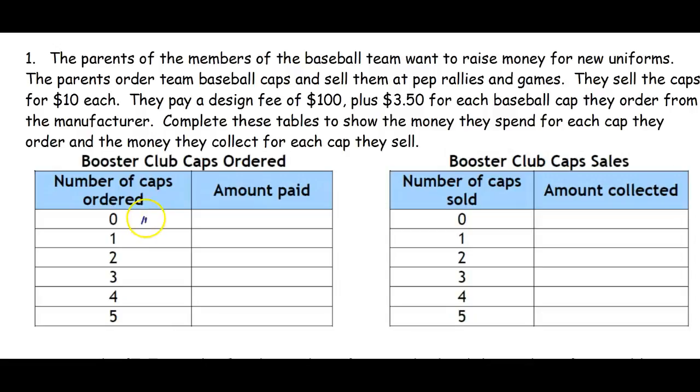So the Booster Club caps ordered. Okay, we know they start off at 100 plus 350 per cap. So how much is the amount paid for 0 caps? Well, it would be $100. For 1 cap, it'd be $103.50. For 2, $107. For 3, $110.50. 4, $114, and 5, $117.50.